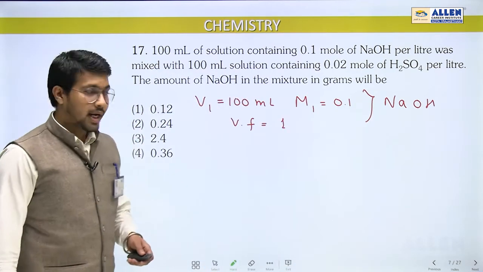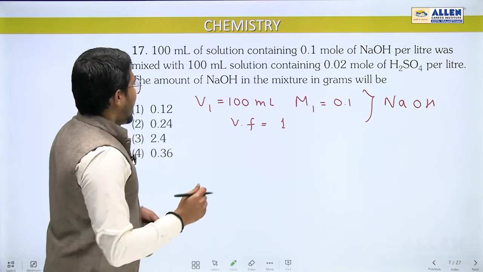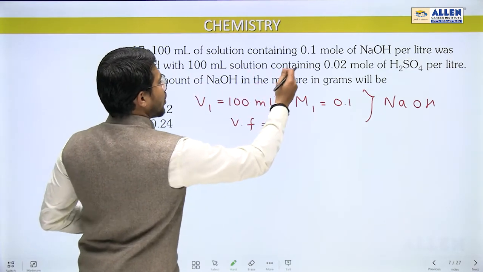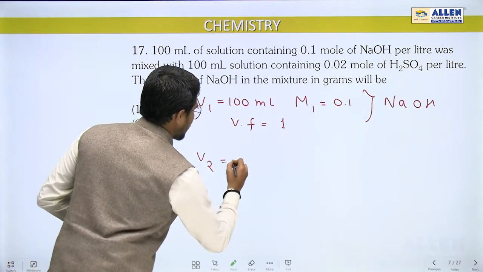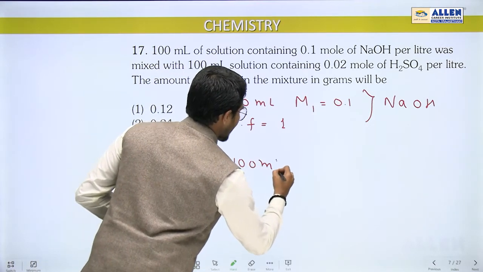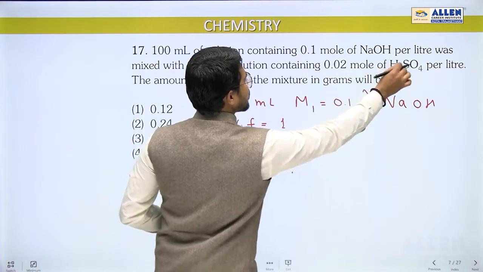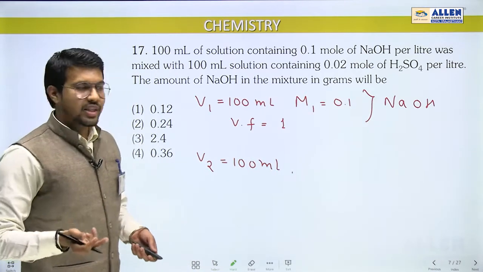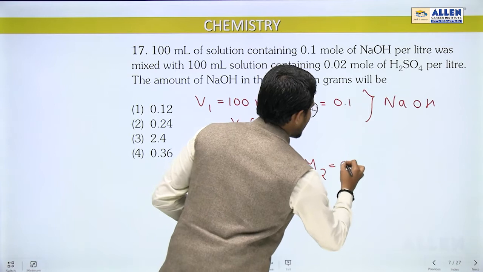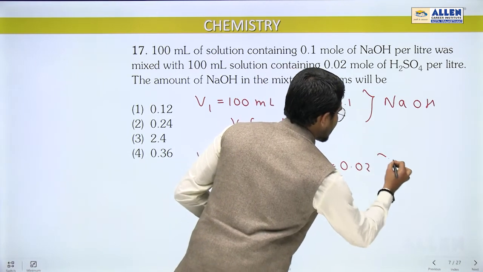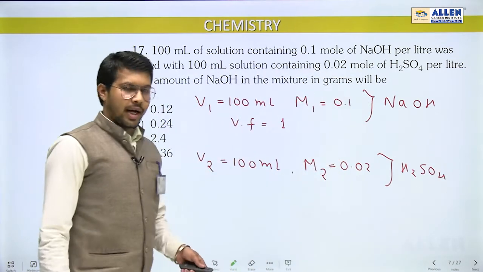Correct? Okay. Now for the next part, 100 ml of solution containing 0.02 moles of H2SO4. So we'll say V2 is also 100 ml, correct? Now it is given that 0.02 moles of H2SO4 per liter. Again, obviously it is also molarity. So M2 is equal to 0.02. Okay, this is the given information for H2SO4, correct?